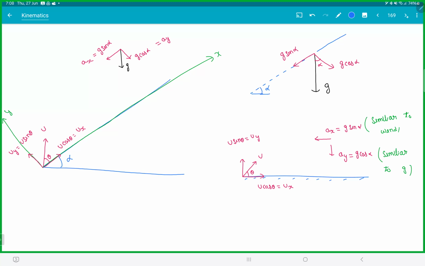So whenever inclines are given, choose the incline as x-axis, perpendicular to it as y-axis. Then resolve the velocity components, resolve the acceleration components. Now you have your ax, ay, ux, uy. Let me show you how to do this in the next page. But any doubts on this resolution of components, please ask me.